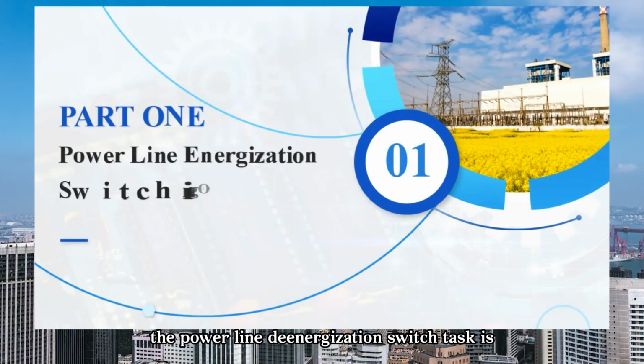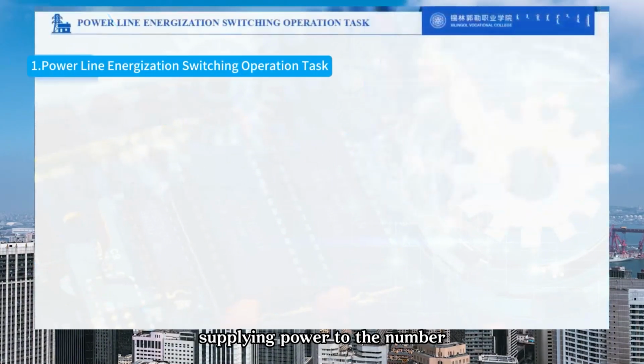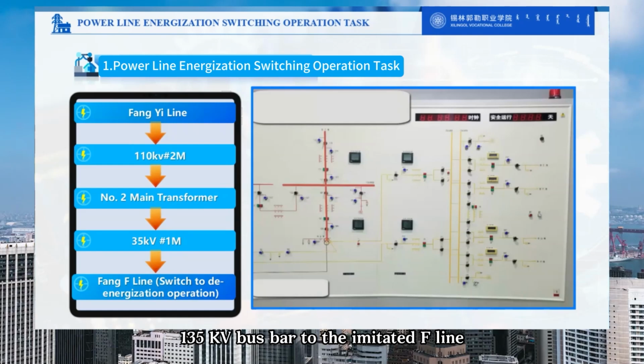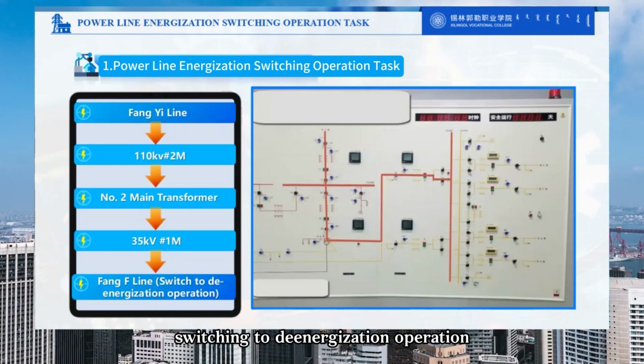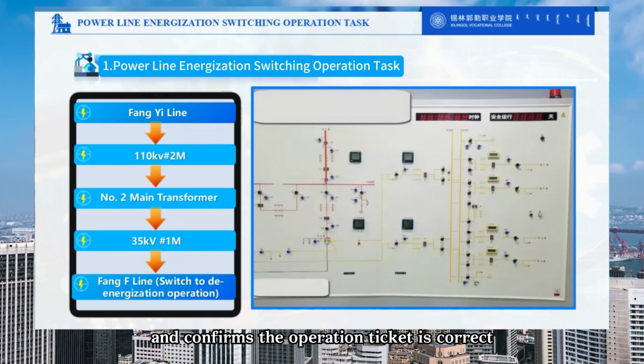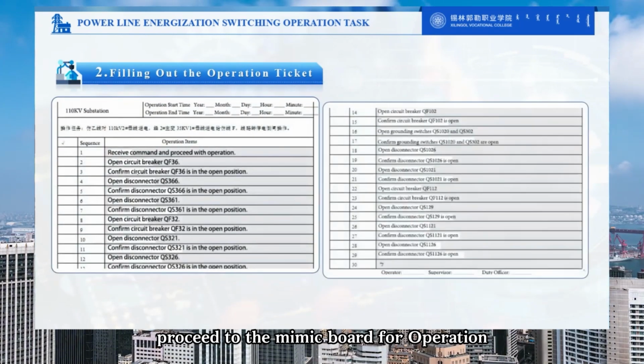The power line de-energization switch task is to de-energize the imitated 2 line supplying power to the number 2 110 kV busbar via the number 2 main transformer and the number 1 35 kV busbar to the imitated F line. Switching to de-energization operation. Based on the task, complete the operation ticket. After the supervisor checks and confirms the operation ticket is correct, proceed to the MIMIC board for operation.